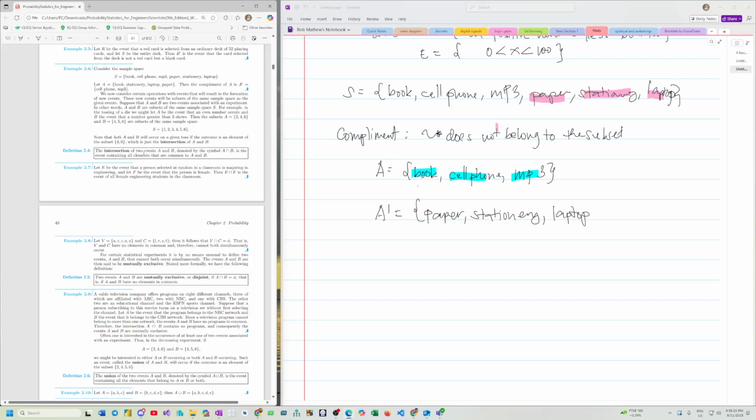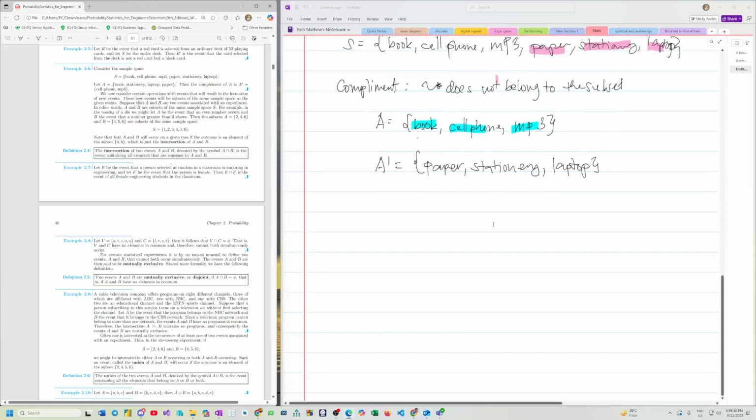Okay, so this is a complement. I hope you can understand the basics of set theory. This is set theory, no? Okay, so let's have another example.